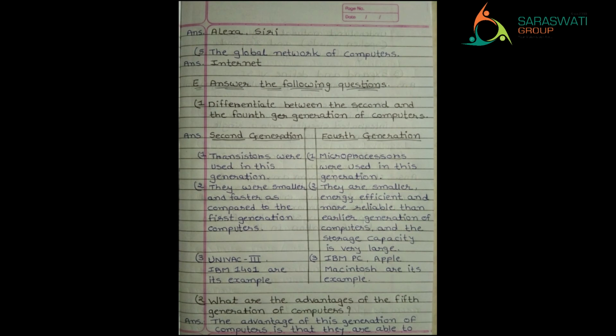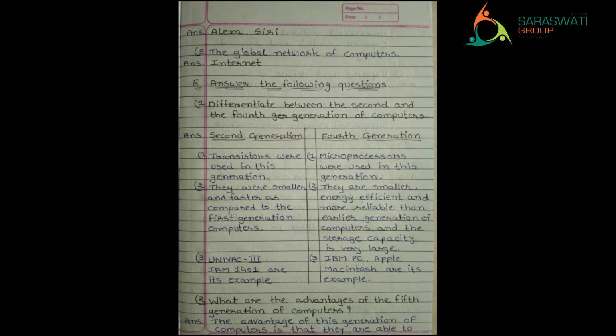So we will read one point in each topic, okay? So the first point in second generation is that transistors were used in this generation. That means the name of the technology, or the name of the component which was used in the particular generation. So in the second generation it was transistors, and in the fourth generation it was microprocessors, right? So these two are different, so what did we do, we differentiated. Differentiate means we have to say what is different in both. So the first was based on the technology used. One was a transistor and the second one is microprocessors.